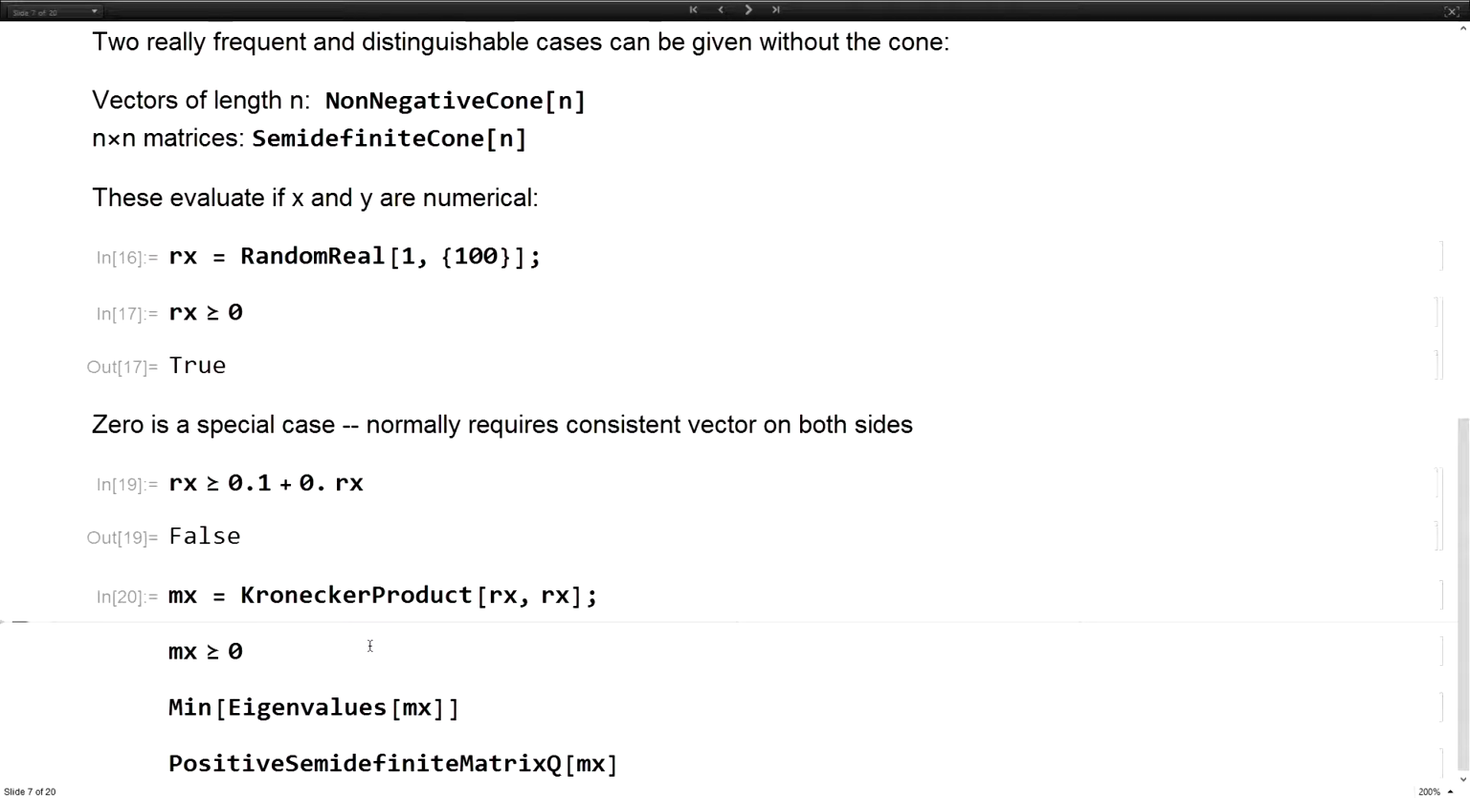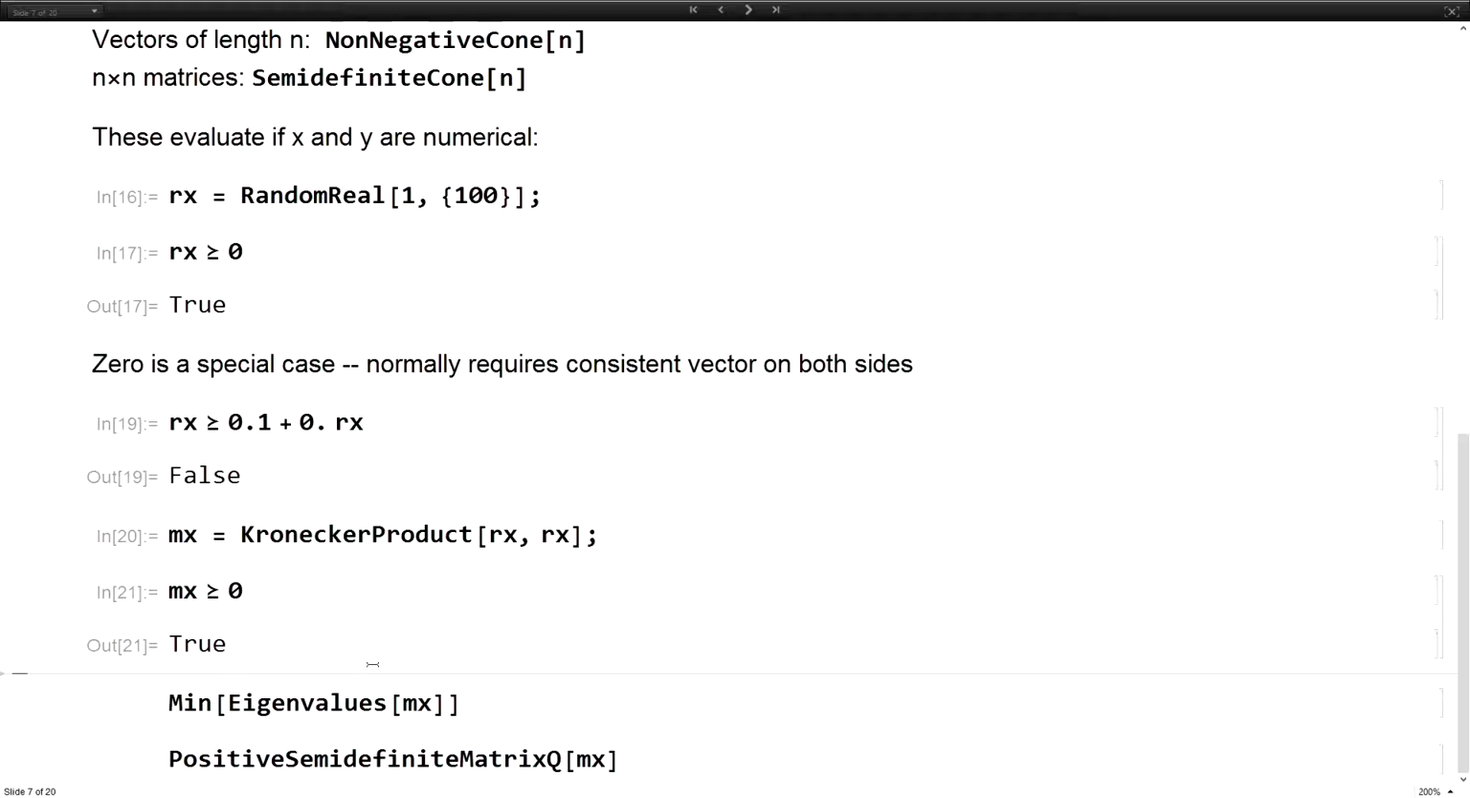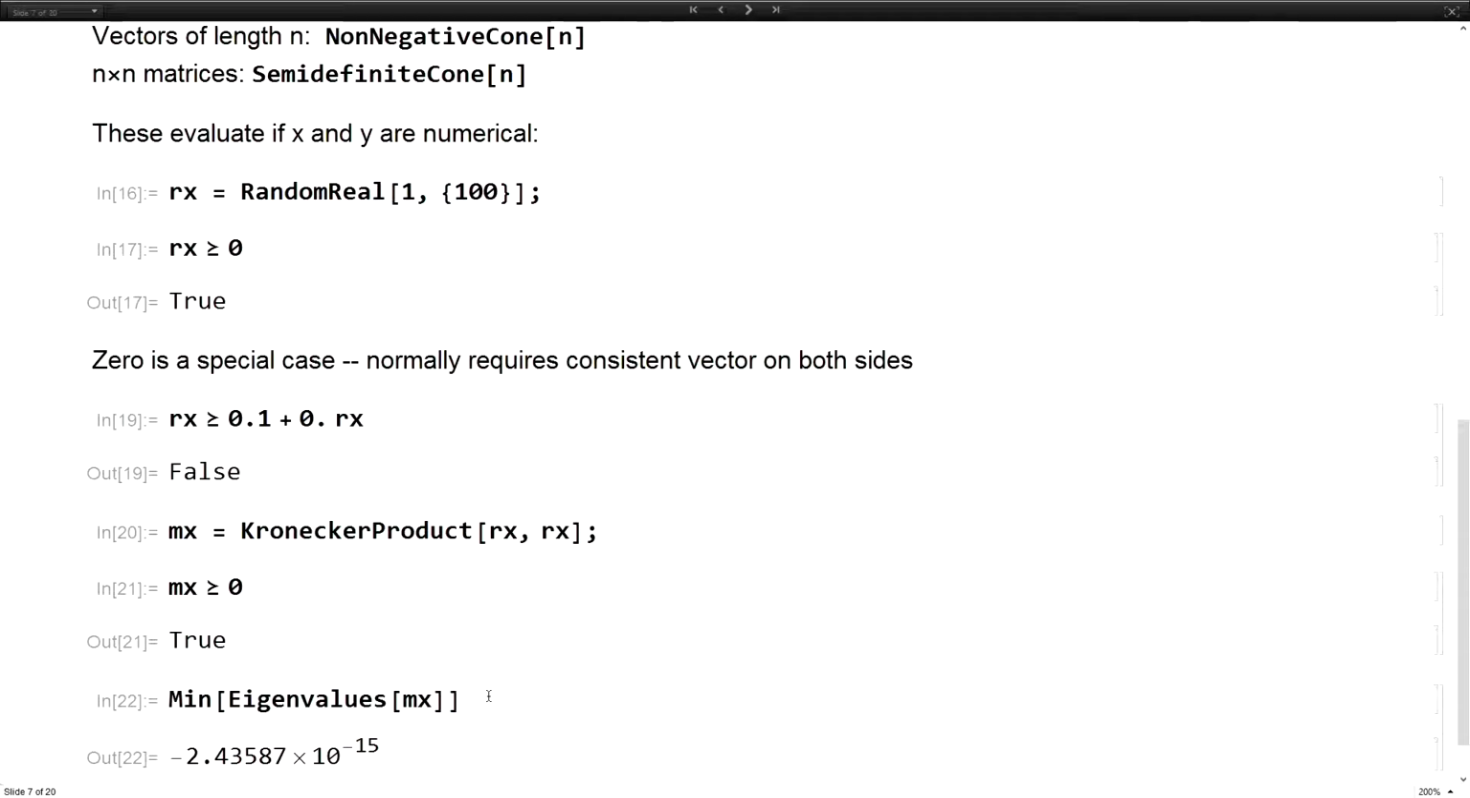I'm going to set up a Kronecker product of the vectors. Okay, that evaluates to true. So that means that MX should be a positive semi-definite matrix, because without the cone, if it's a matrix, it's interpreted as a semi-definite cone. So we can check. Well, not quite.